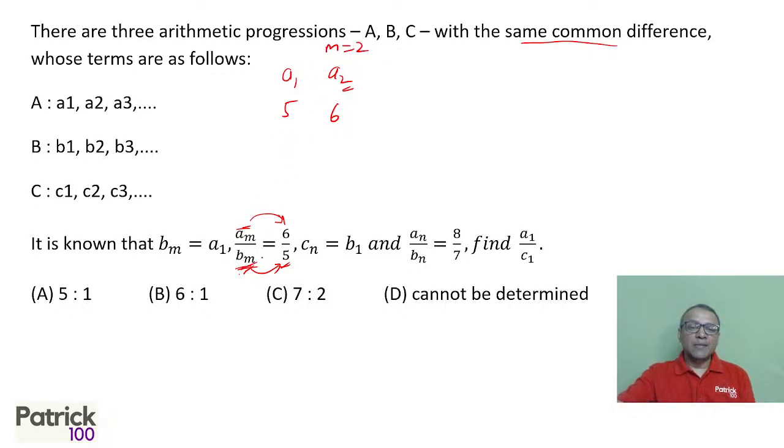And we know BM is 5, I mean B2 is 5. The common difference is the same, so B1 becomes 4.